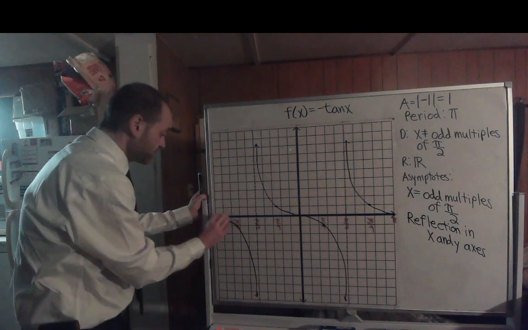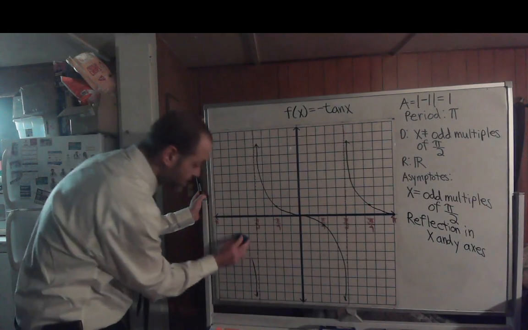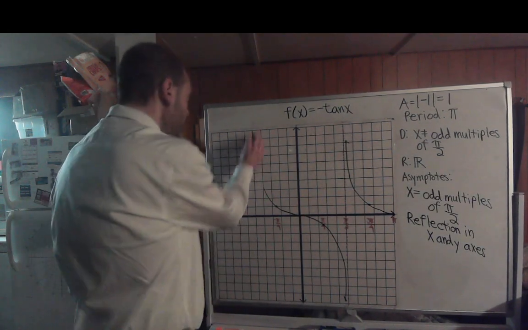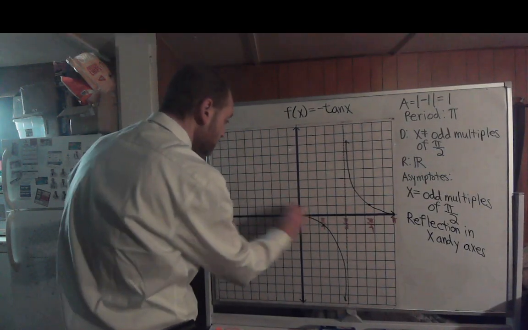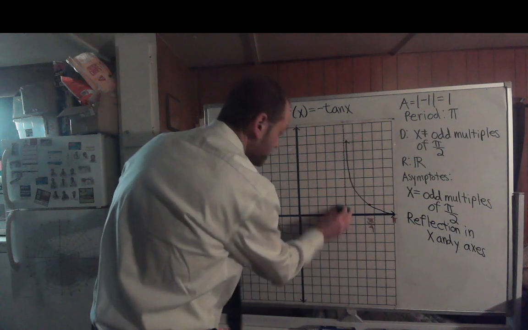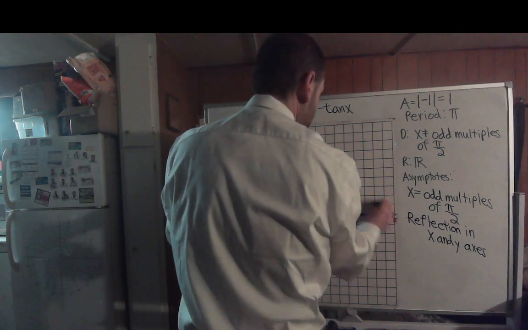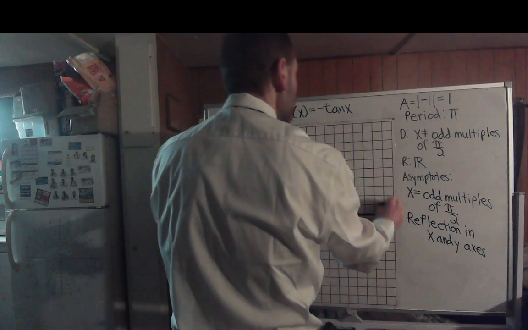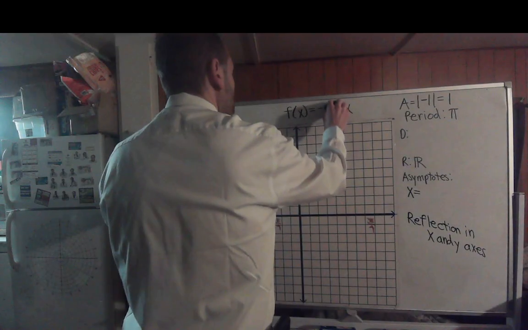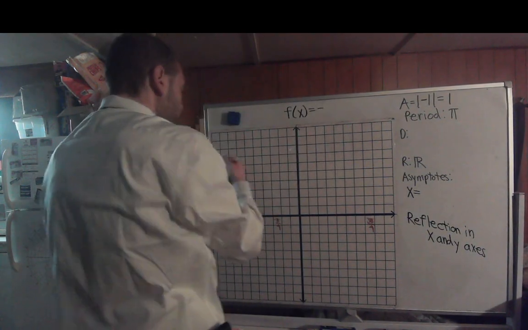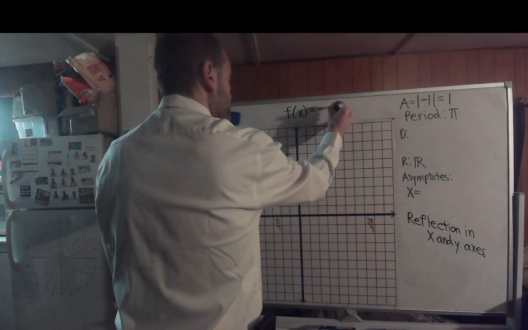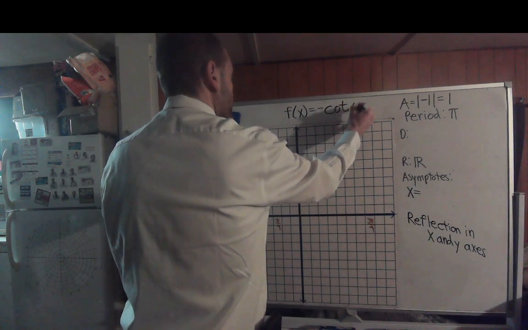And of course, you know what's coming now. We got to reflect the cotangent. Any guesses as to what that's going to look like? If you guessed a reflected tangent, then you'd be right. That's pretty much what it's going to be. Or a shifted tangent, I should say. So yes, we are going to do f of x equals the negative of the cotangent of x.